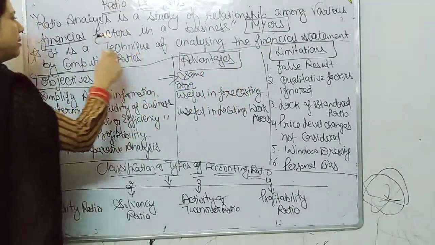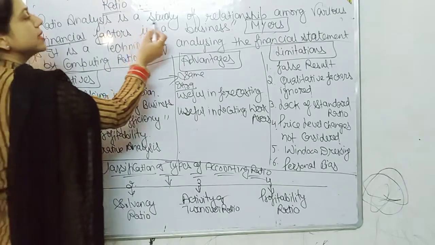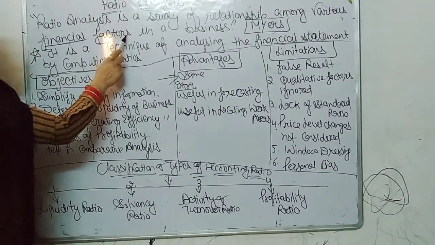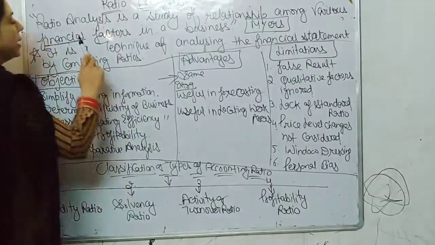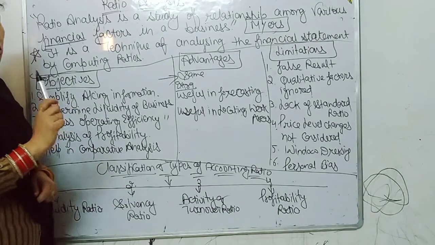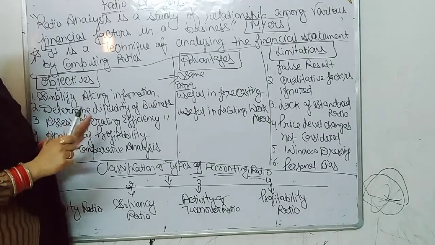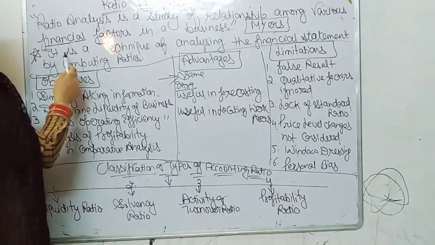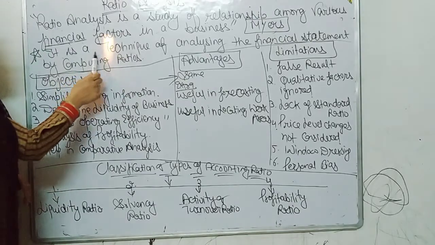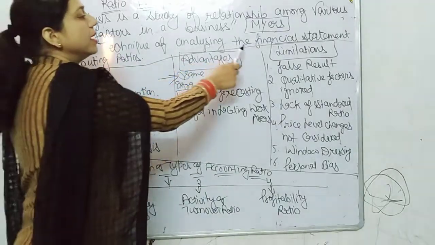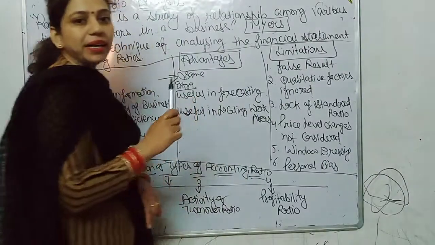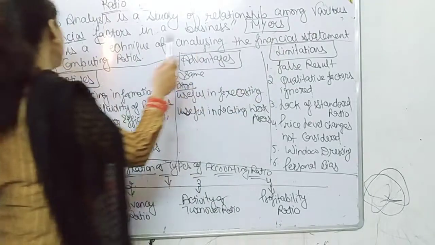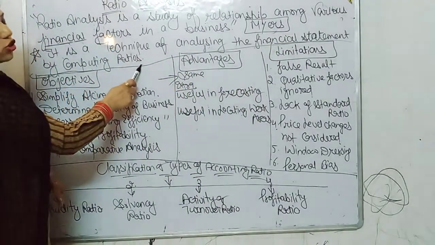Okay, so again I am repeating. Ratio analysis is a study of relationship among various financial factors in a business. It means non-financial factors which cannot be termed in money cannot be included in ratio also. It can also become its limitation. So in short, we can say that it is a technique of analyzing the financial statement. We have Trading and P&L, and we analyze that Trading and P&L and balance sheet by computing ratios.